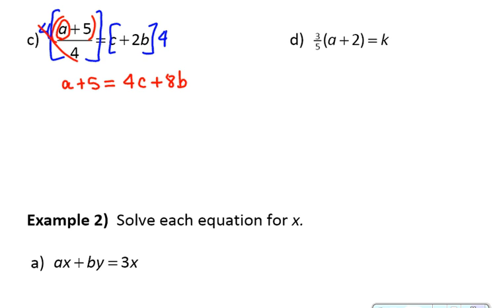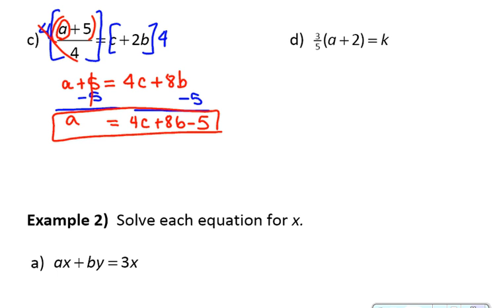So once I get here, to finish undoing it, I am going to get rid of the 5. So to undo it, subtract 5 from both sides. And I will be left with, here, that goes away, a is equal to 4c plus 8b minus 5. And that's my final answer.